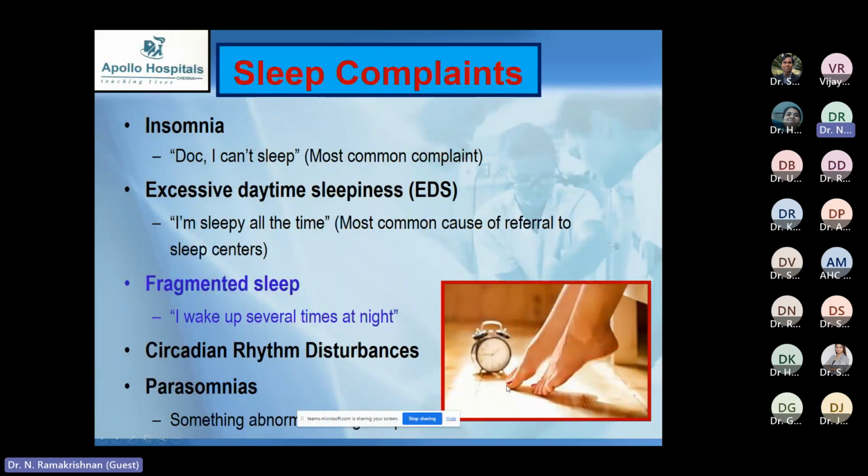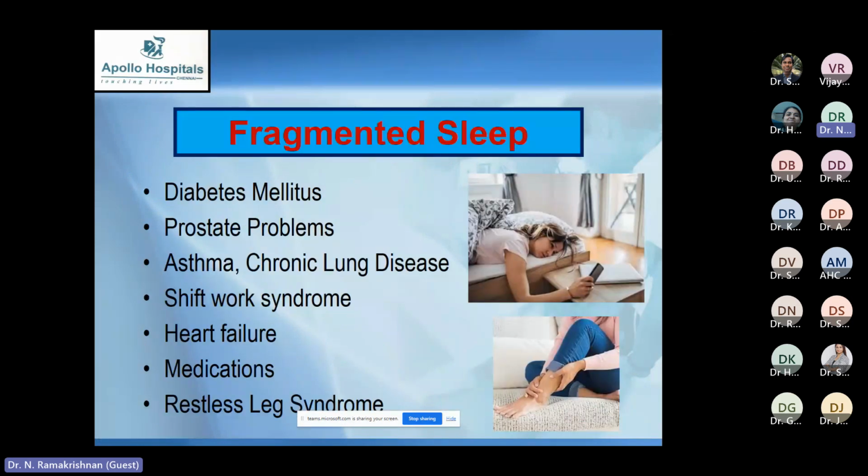I'll move on to fragmented sleep, where people wake up several times. The most common reason for fragmented sleep is other medical problems. Like, for example, somebody with diabetes, which is not well controlled, they may wake up several times in the night because of the hyperglycemia and nocturia. Men with prostate problems for similar reasons can have a disturbed sleep. Nocturnal asthma, chronic lung disease can also fragment sleep.